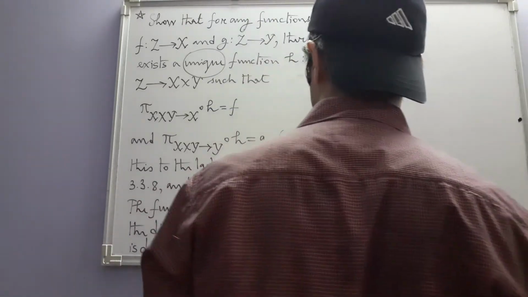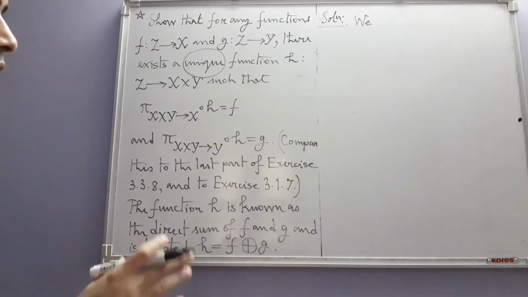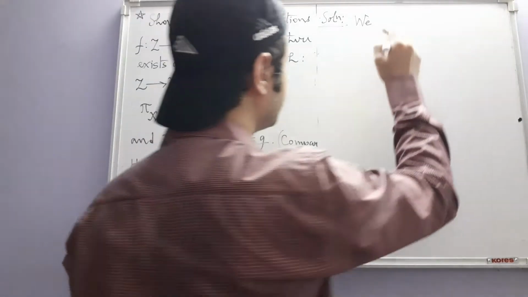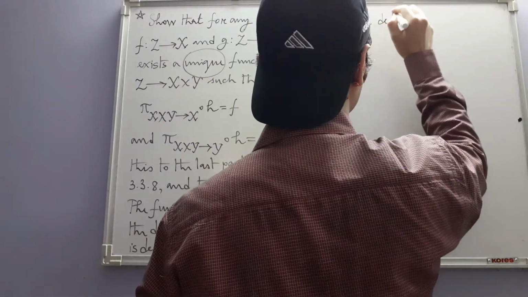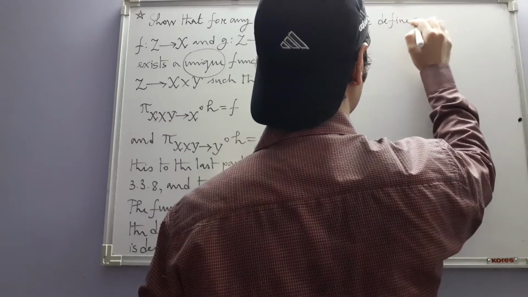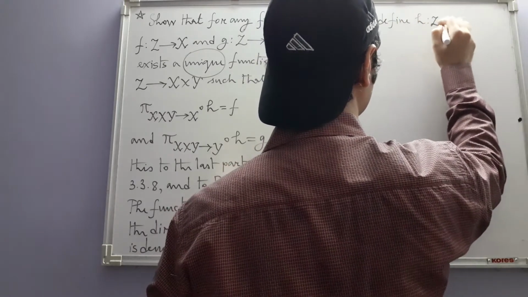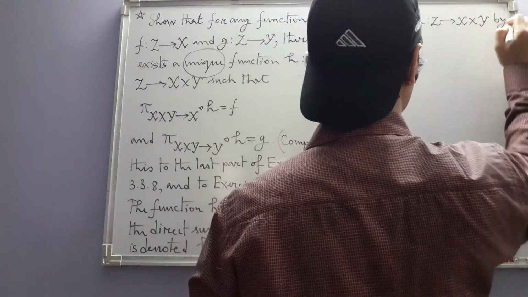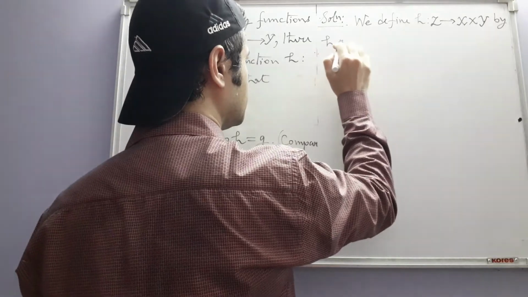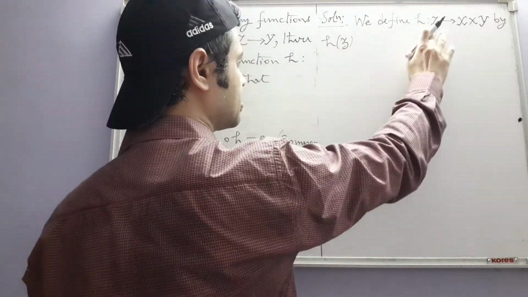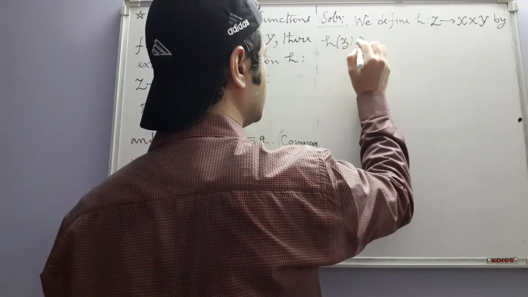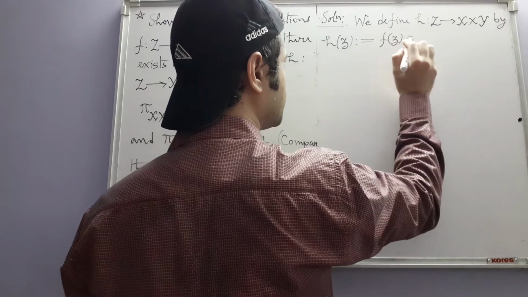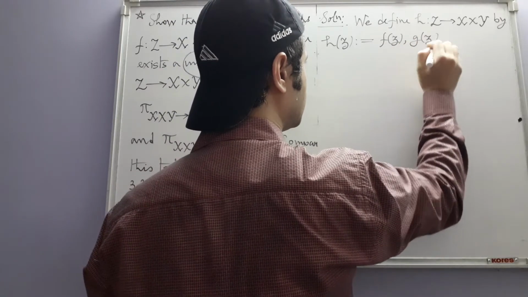So to prove existence, the only way in this situation is to actually define some h. We define h from Z into X cross Y by this formula. h of z, where z is some element in Z, is equal to (f of z, g of z).